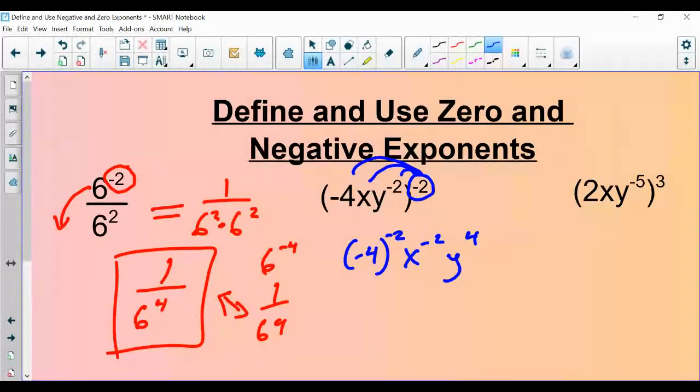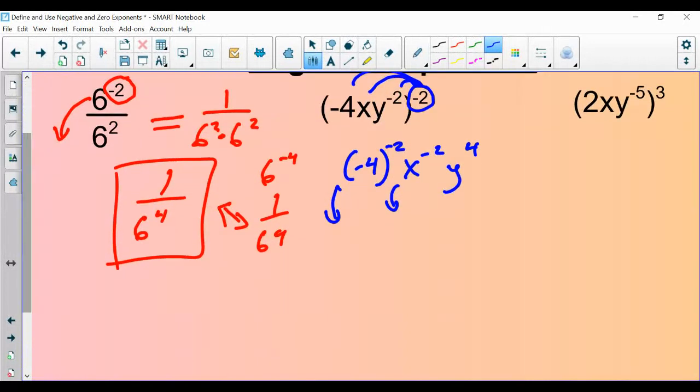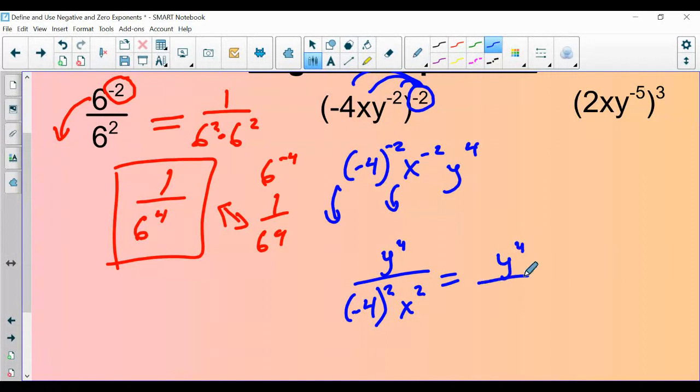We definitely have some issues here. We have some things with negative exponents, so those are going to need to be moved down to the denominator because we're not allowed to have those negative exponents. We need to fix them. This y to the 4th is going to stay up in the numerator because it's got a positive exponent. So it'll be y to the 4th over negative 4 to the 2nd, x to the 2nd. Depending on the phrasing of the question, this might be the answer, or if it said simplify your exponents completely, it would be y to the 4th over 16 x to the 2nd. If you type this into your calculator, negative 4 with parentheses around it to the 2nd power, that would be 16.